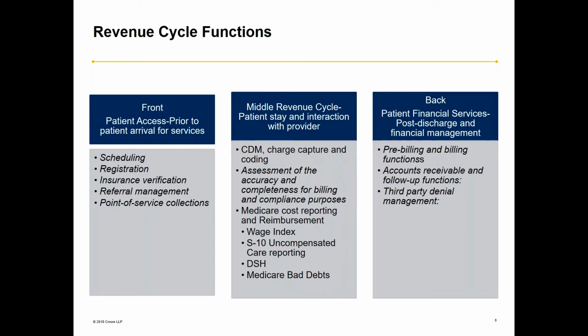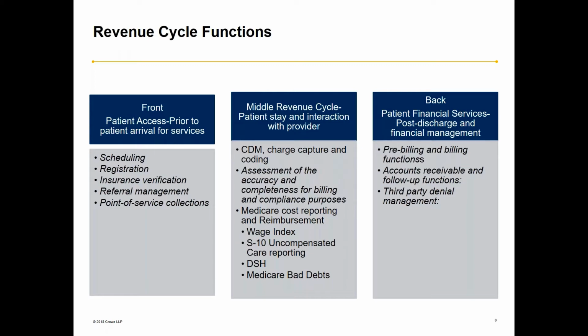Then we move into the middle revenue cycle. So what are we doing to make sure we're capturing everything that's going on with that patient stay, and how is it accurate? So that when we come to the billing phase of this, we've got all the information and we've got a complete history of that stay and history of what happened during that stay, so that we can bill everything properly. And a lot of different things fall into this when we talk about the Medicare cost report.